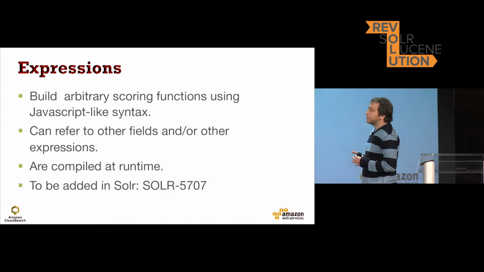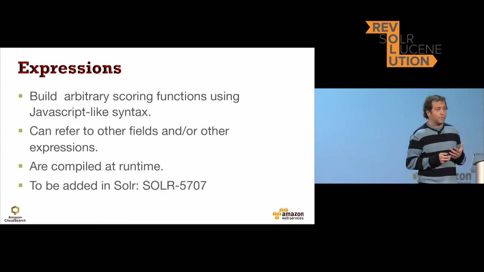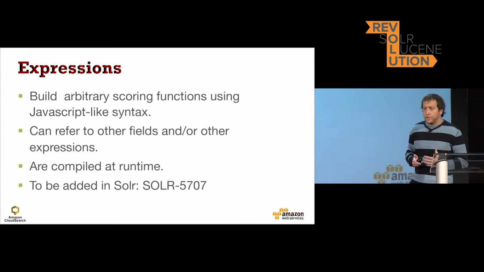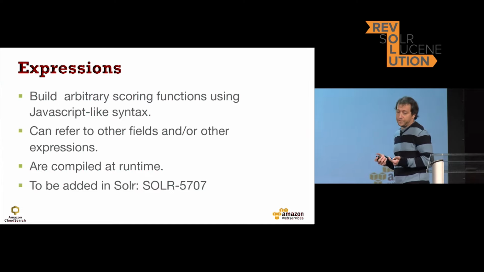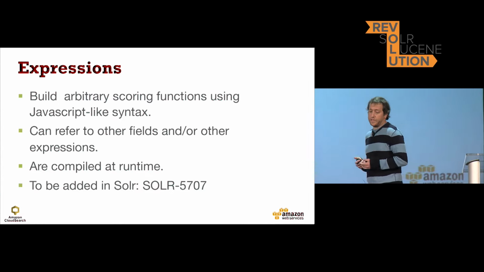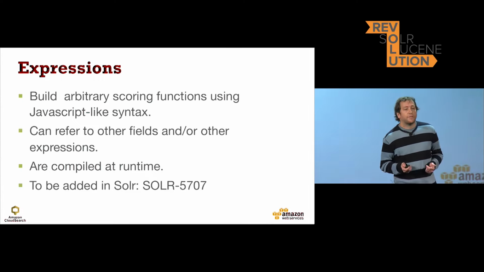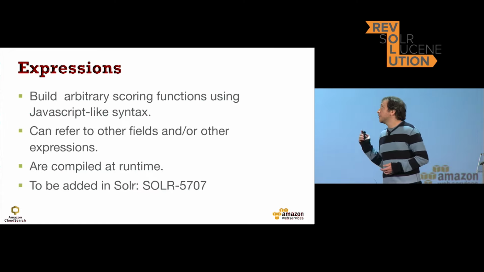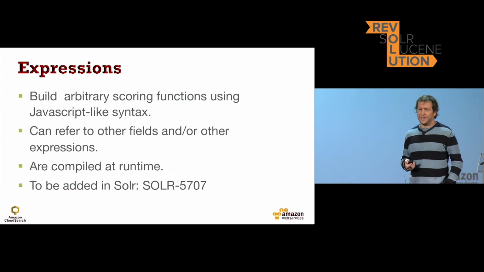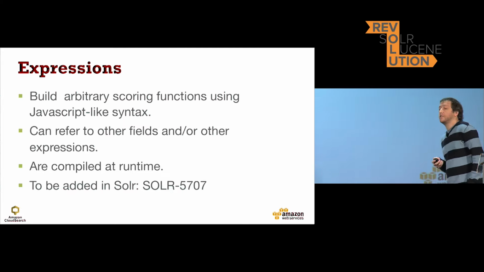Expressions allow you to set arbitrary scoring functions written in JavaScript. I mean, you could use something different than JavaScript, but you have to create your own compiler for that, because the only one available right now is JavaScript. Expressions can refer to other fields or other expressions, and they are compiled at runtime, so they are very fast to run. Expressions have been added to Lucene. I don't remember in which version, but some time ago. They are still not in Solr.